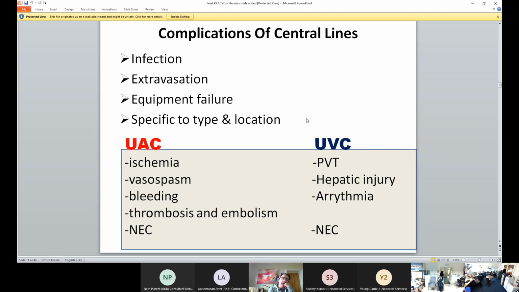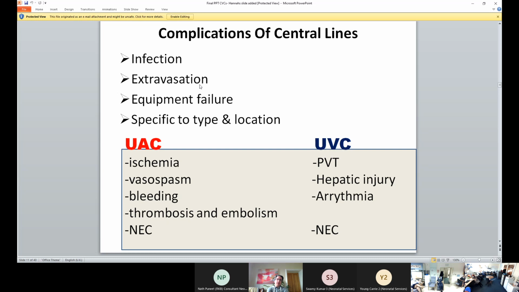Complications of central lines. There are hundreds of complications of central lines, but the main 4 categories of complication are: number 1, infection, the most popular one. The incidence of infection with central lines is very variable according to every unit, the level of compliance with the infection control policy, and the demographics of the patients. So it ranges, according to many studies, from 5% up to 45% of patients with central lines getting infection.